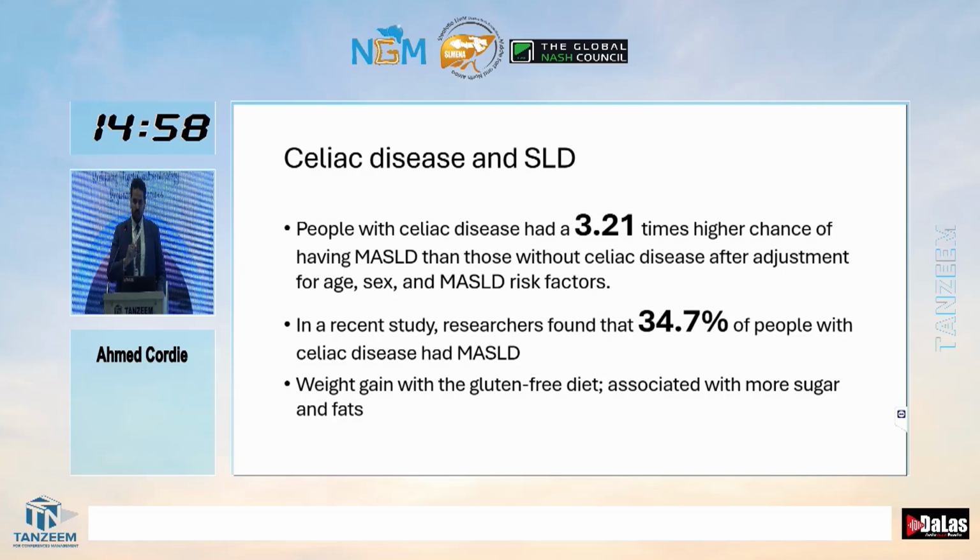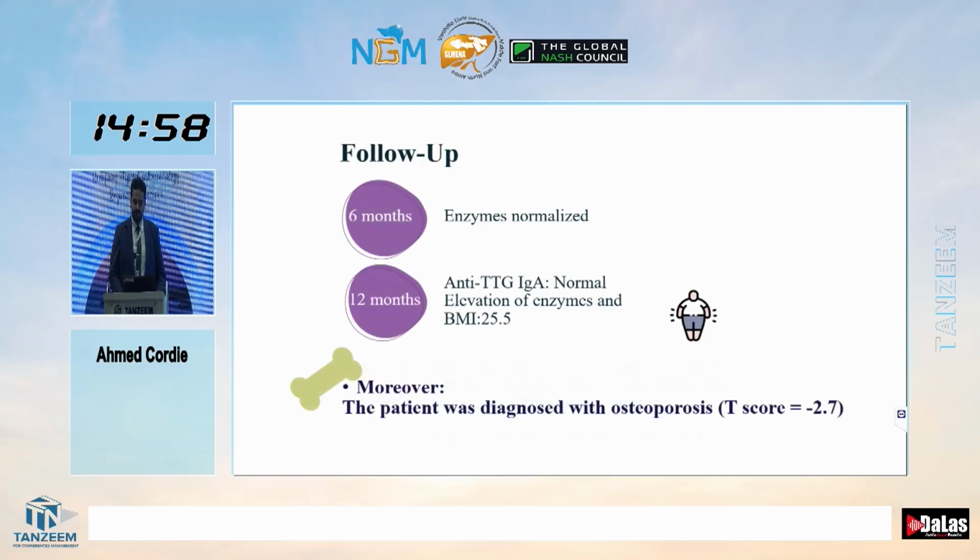So we need to know that persons living with celiac disease have a 3 times higher possibility of having MASLD, even after adjusting for age, sex, and other risk factors for MASLD. This is maybe due to the high intake of sugar and fats with the gluten-free diet, and maybe due to the pathogenesis, with increased intestinal permeability and translocation of toxins from the gut to the liver.